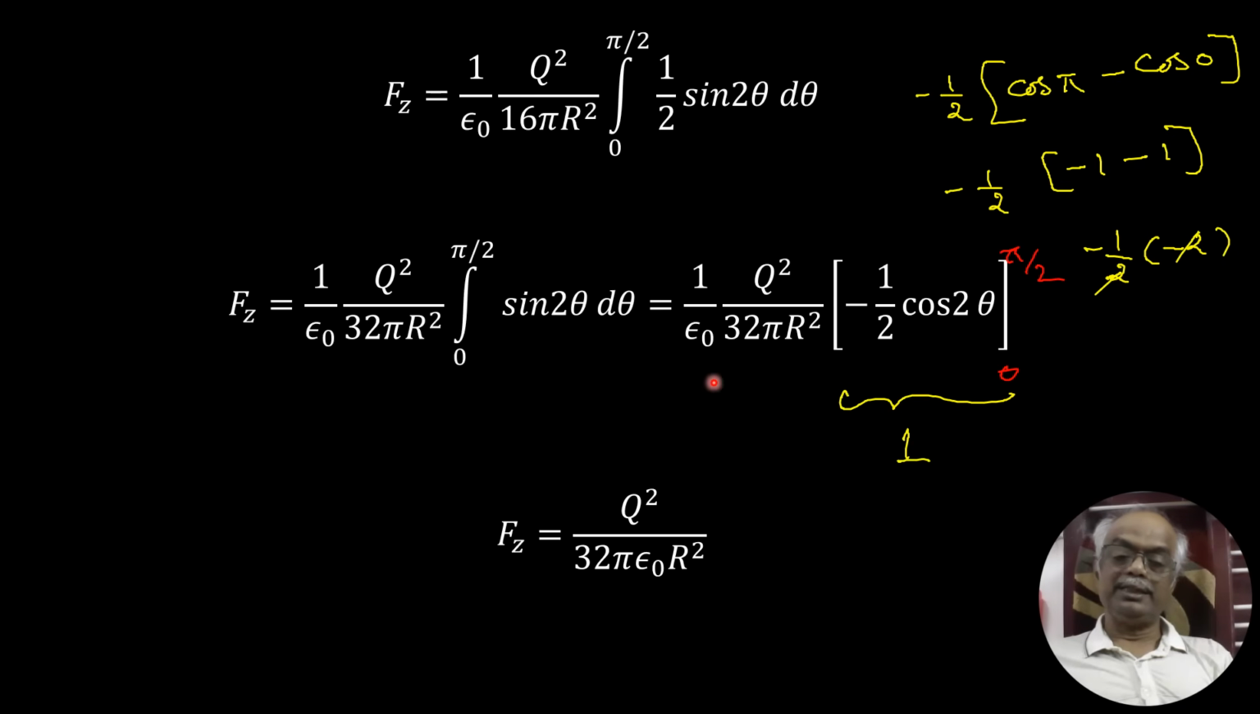Then F_z is equal to Q squared over 32 pi epsilon naught R squared. This is the force between the northern hemisphere and the southern hemisphere.